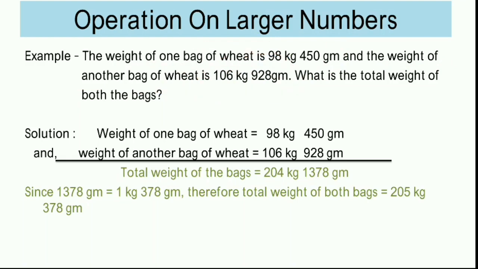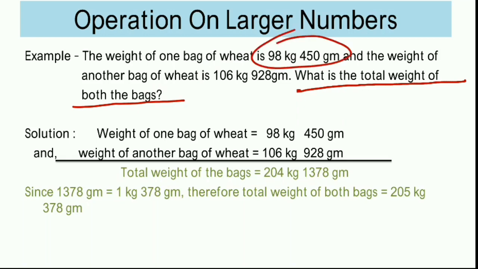Now what is the question? The question is what is the total weight of both the bags. Here also it is asking about the total weight of both the bags. What we will do? We will get the sum of the quantity of wheat in those 2 bags. It means here also we will add the quantities of wheat kept in those 2 bags. But one thing here: you will also write the statement. Writing the statement is very very important.